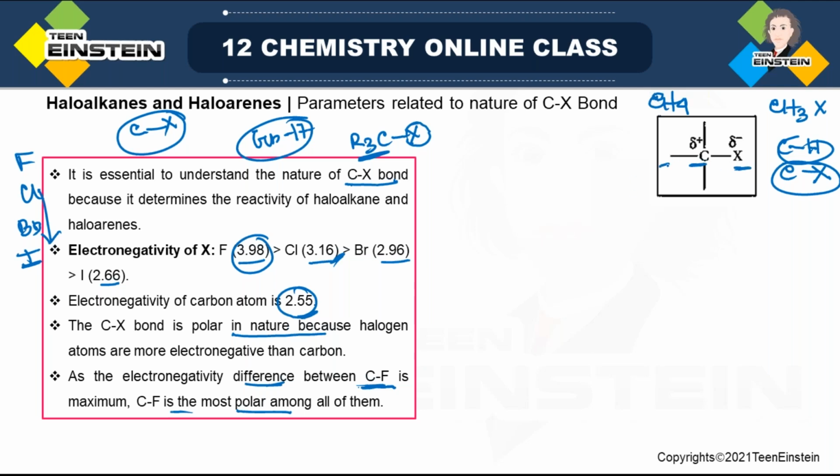You can see here whatever is the nature of these other three groups, carbon will always be towards the positive side, because whatever is the nature of X, F, Cl, Br, I, carbon is always comparatively more electropositive.